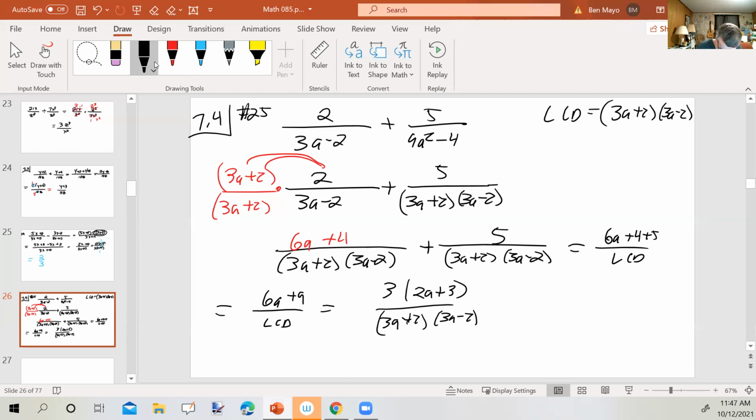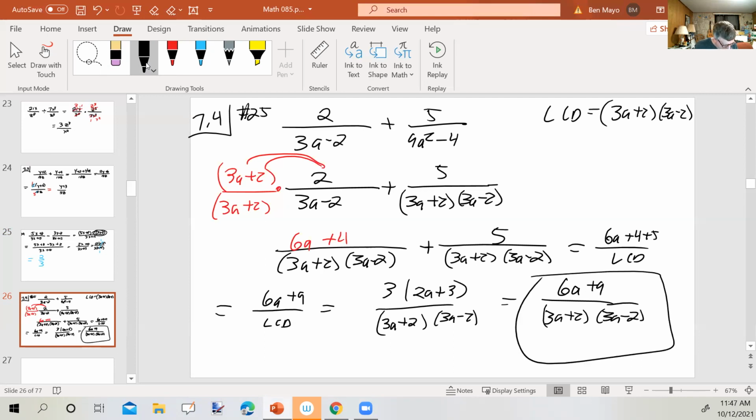And unfortunately, nothing reduces out. So we can leave it like that, or we could write it as 6a plus 9 over (3a plus 2)(3a minus 2). Okay. Let's see here.